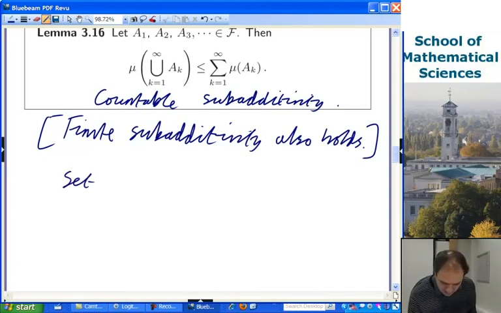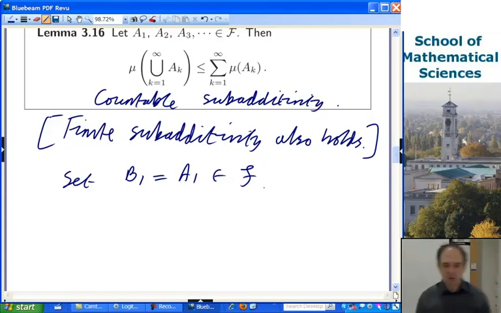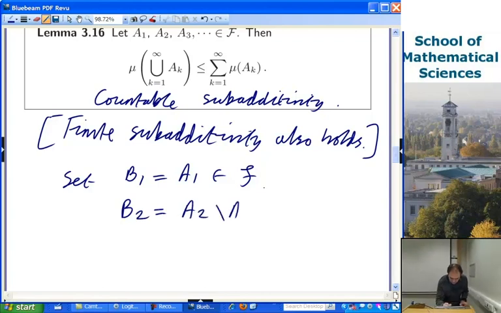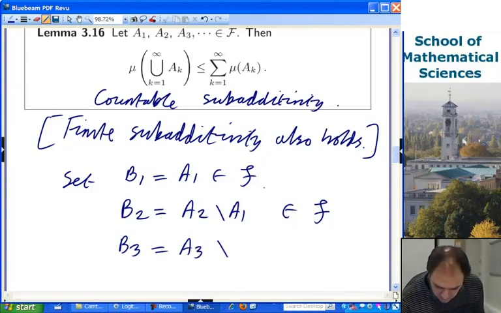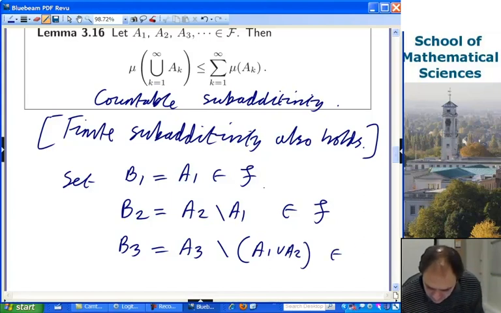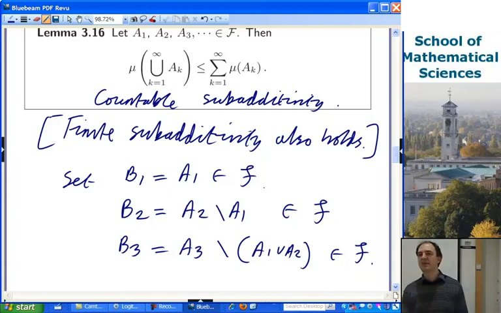So you set B1 equals A1, which of course is in F. B1 we just keep as A1. B2, we throw away the redundant bit. So B2 is equal to A2 take away A1, which is still in F, of course. B3 is A3 take away the union of A1 and A2, which is still in F. And as you can see, what we're doing is we're throwing away the redundant bits.